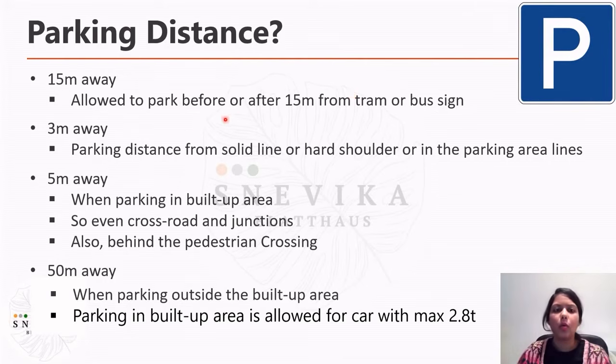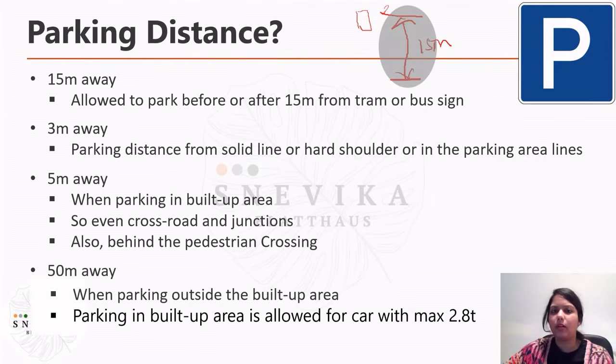First, you are allowed to park before or after 15 meters from a tram or a bus sign. What does this mean? If there is a bus or tram sign here, and this is the distance, say 15 meters, then you can stop your car anywhere within this. You can stop, but you cannot park here. You can only stop if you're not impeding the tram or the bus which is coming, or the passengers getting out of the bus or the tram. But you can park only after 15 meters from the front and from the back. So this is the place where you can park.